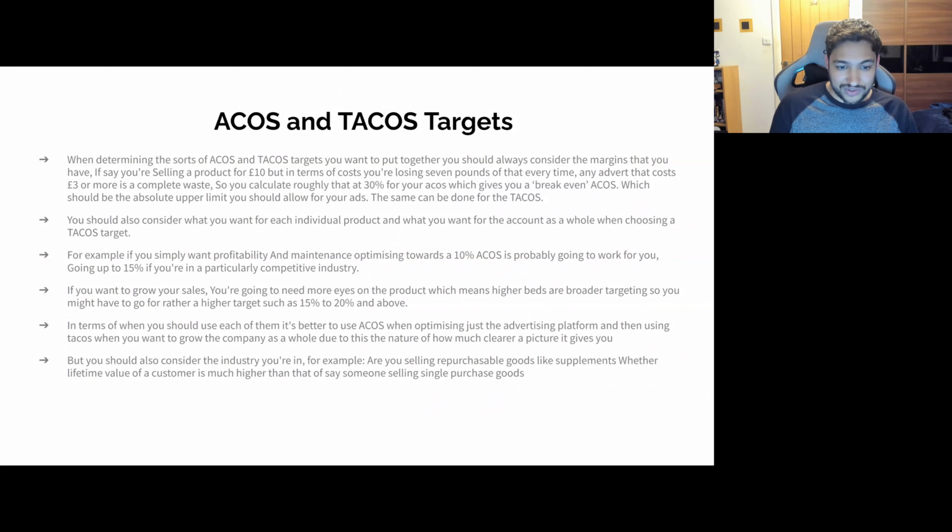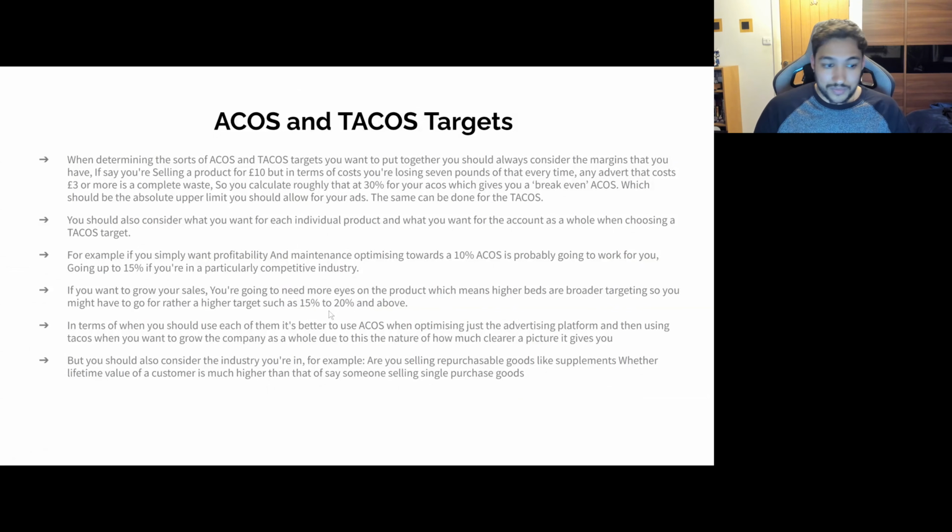Similarly, if you want to grow your sales, you're going to have to get higher bids and broader targeting, which means you're going to have to go for targets such as 15 or 20%. On top of that, things may be different at product and account level. You might really want to pull down costs on one set of products, and then push, say, another. So you always have to consider these sorts of things when you're putting the targets in place, which you will then go on to optimize to.